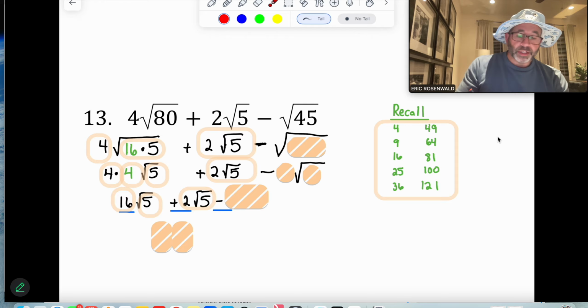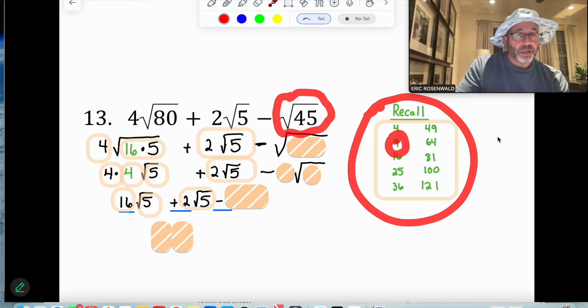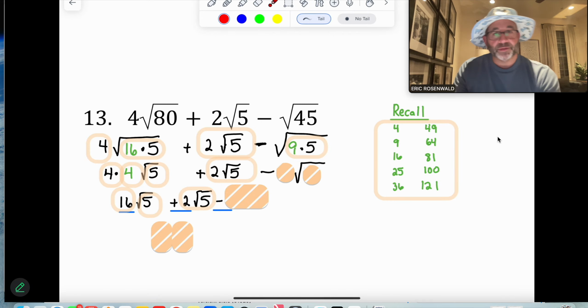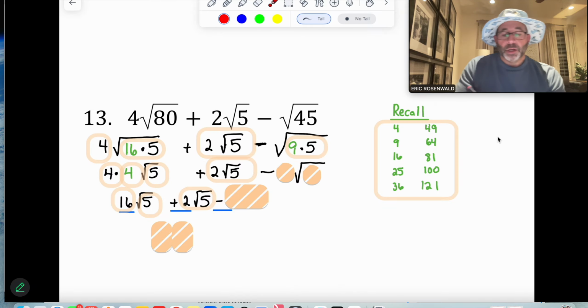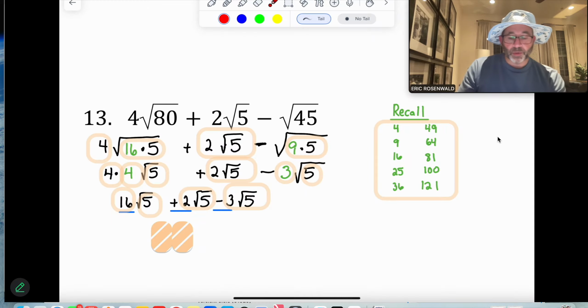Okay? So the next thing we're working on is this root of 45. Any of the numbers from my chart work with this? The correct answer is yes. It is 9. So 45 divided by 9 is 9 times 5. So 45 divided by 9 is 5. Square root of 9 is 3. Square root of 5 is just square root of 5. Bring that down, and this is where we're at.